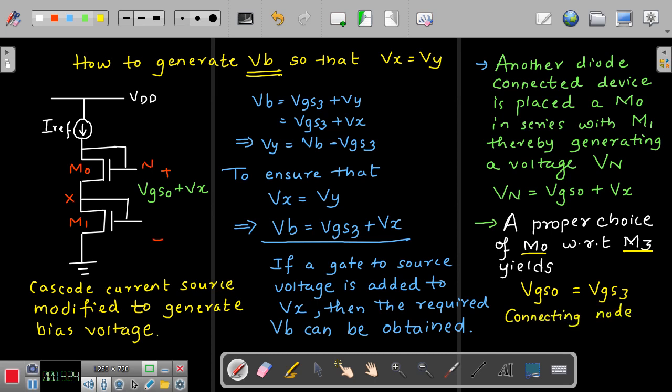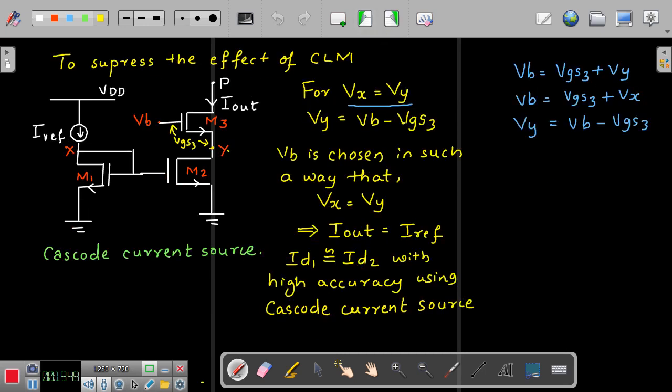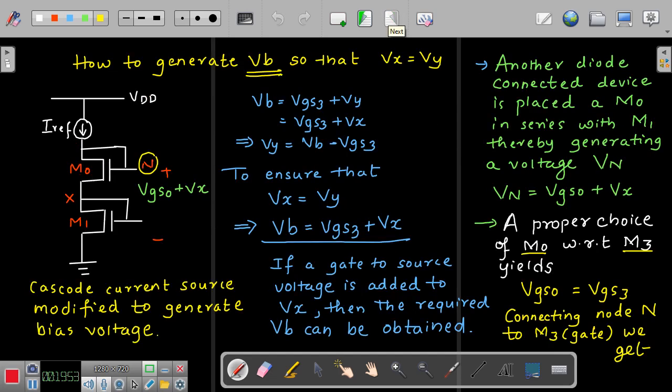Now connecting node N, please try to understand this, connecting node N to the gate of M3. So we get, please check here, this node N is being connected to M3. So how would you connect that? Anyway, the connection diagram I will show you just now.